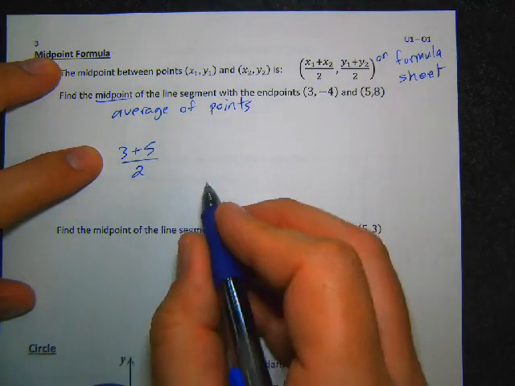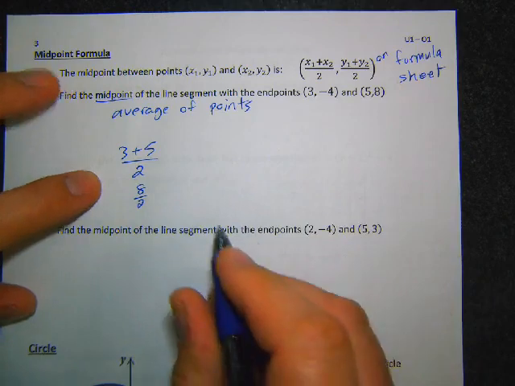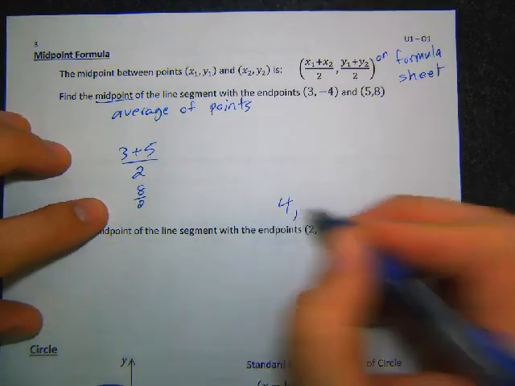So 3 plus 5 gives me 8. So I get 8 over 2, and 8 over 2 simplifies to 4. So that's the first part.